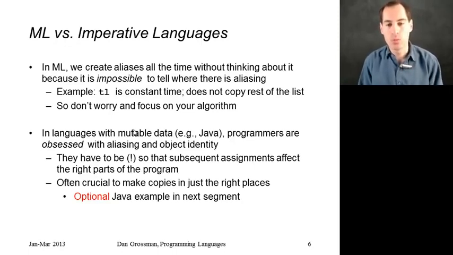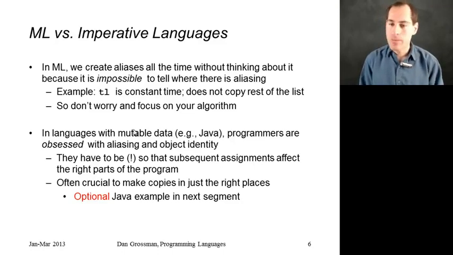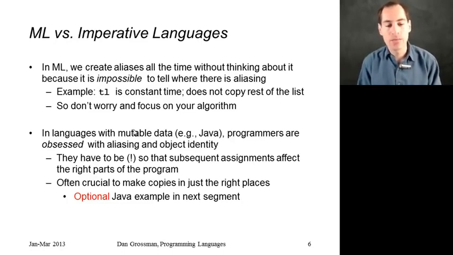In languages that have mutable data, which is pretty much every non-functional language, for example Java, programmers are absolutely obsessed with the identity of objects. Am I making a copy here? Am I creating an alias? Are these two things reference equal, or do they just answer true to the equals method? And I'm not picking on them for being obsessed. In fact, I think they have to be obsessed, because anytime you have aliases, the assignment statement affects all of them. And if you don't have aliases, it affects only one of them. And you have to understand this to understand how your program behaves and whether your code is correct.